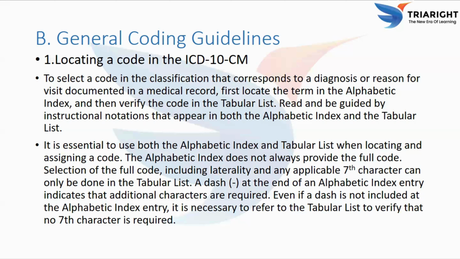Even if there is no dash, you still must check the tabular list to make sure no extra characters are required. So if you find S52.5 dash in the alphabetic index, go to tabular list to complete it. It might become S52.501A, the fracture of lower end of right radius, initial encounter. So this is the way how to locate a code in the ICD-10. This is the first step.